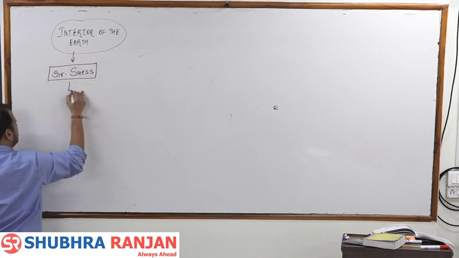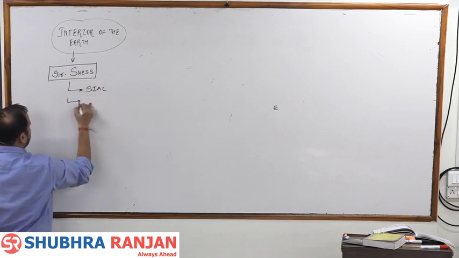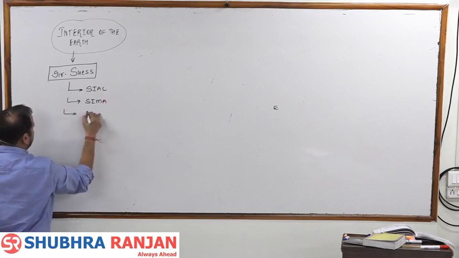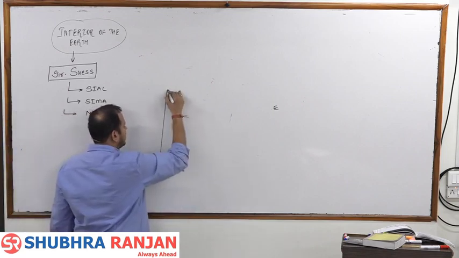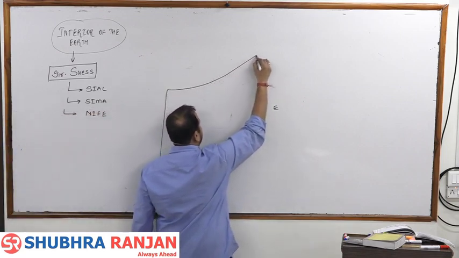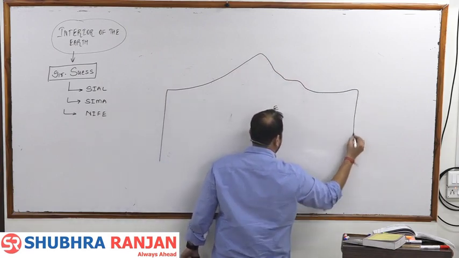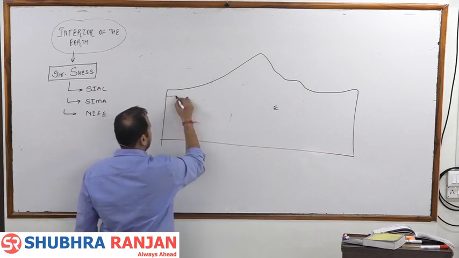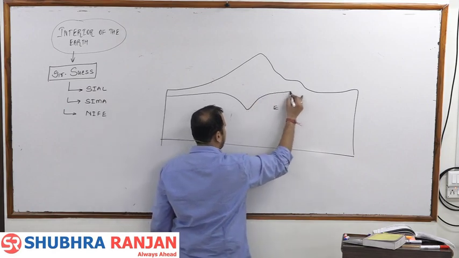Divided the earth into three basic layers: Sial, Sima, and Knife or Nife layer. What is Sial? So he took the earth and he said the uppermost layer is made up of Sial and it consists of the mountains, etc., and it consists of the continents. The Sial is floating on the Sima.